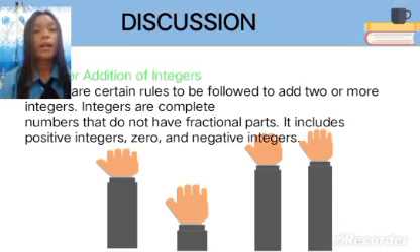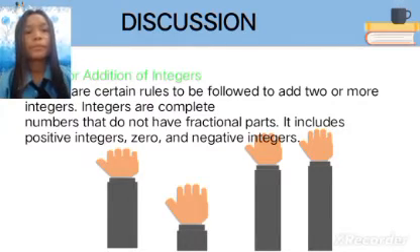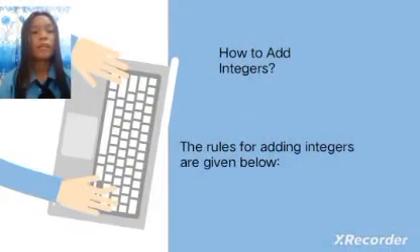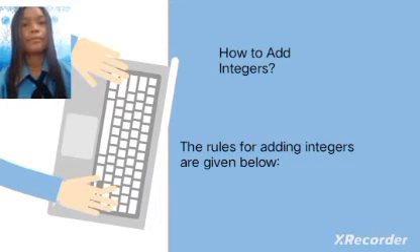Rules for addition of integers. There are certain rules to be followed to add two or more integers. Integers are complete numbers that do not have fractional parts. They include positive, zero, and negative integers. How to add integers? The rules for adding integers are given below, class.